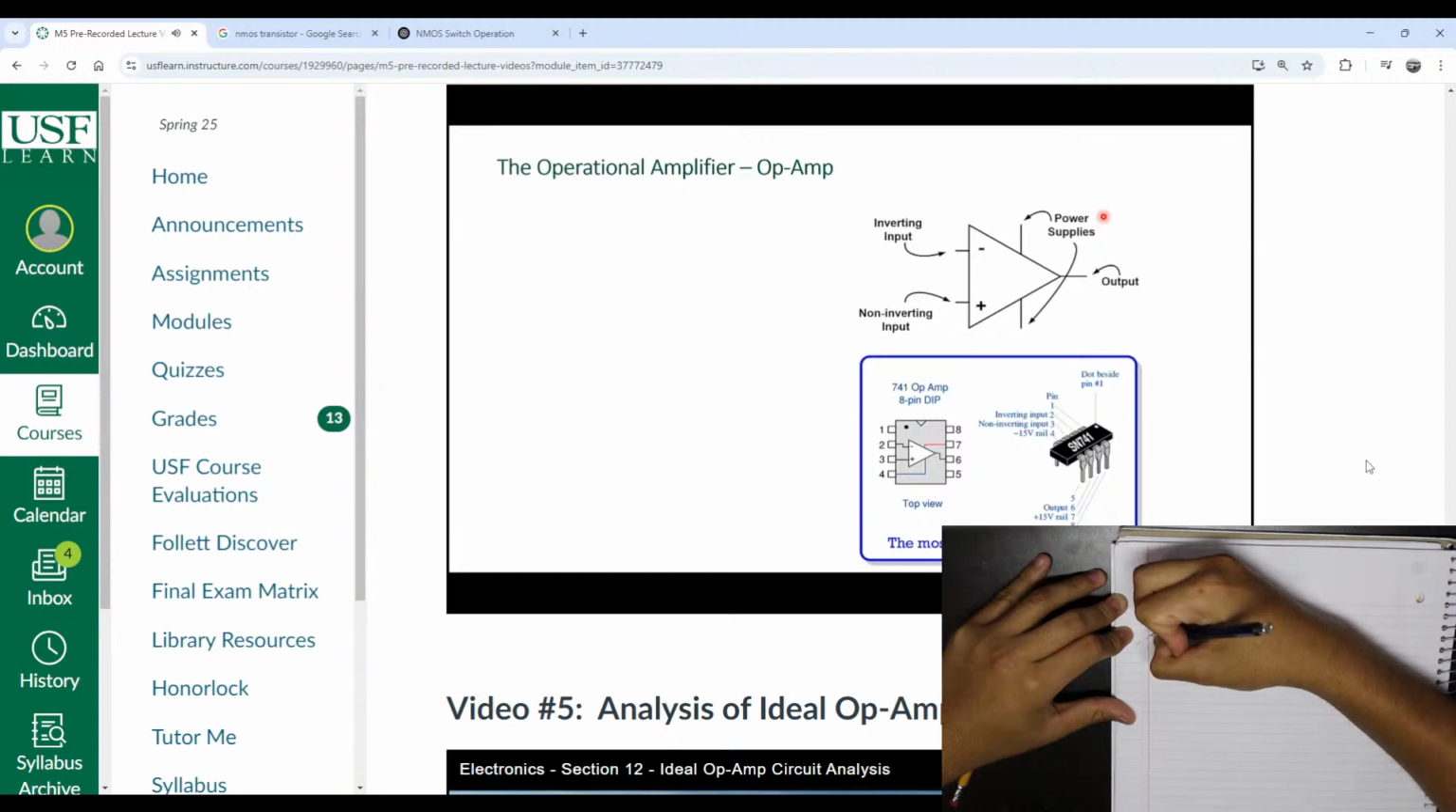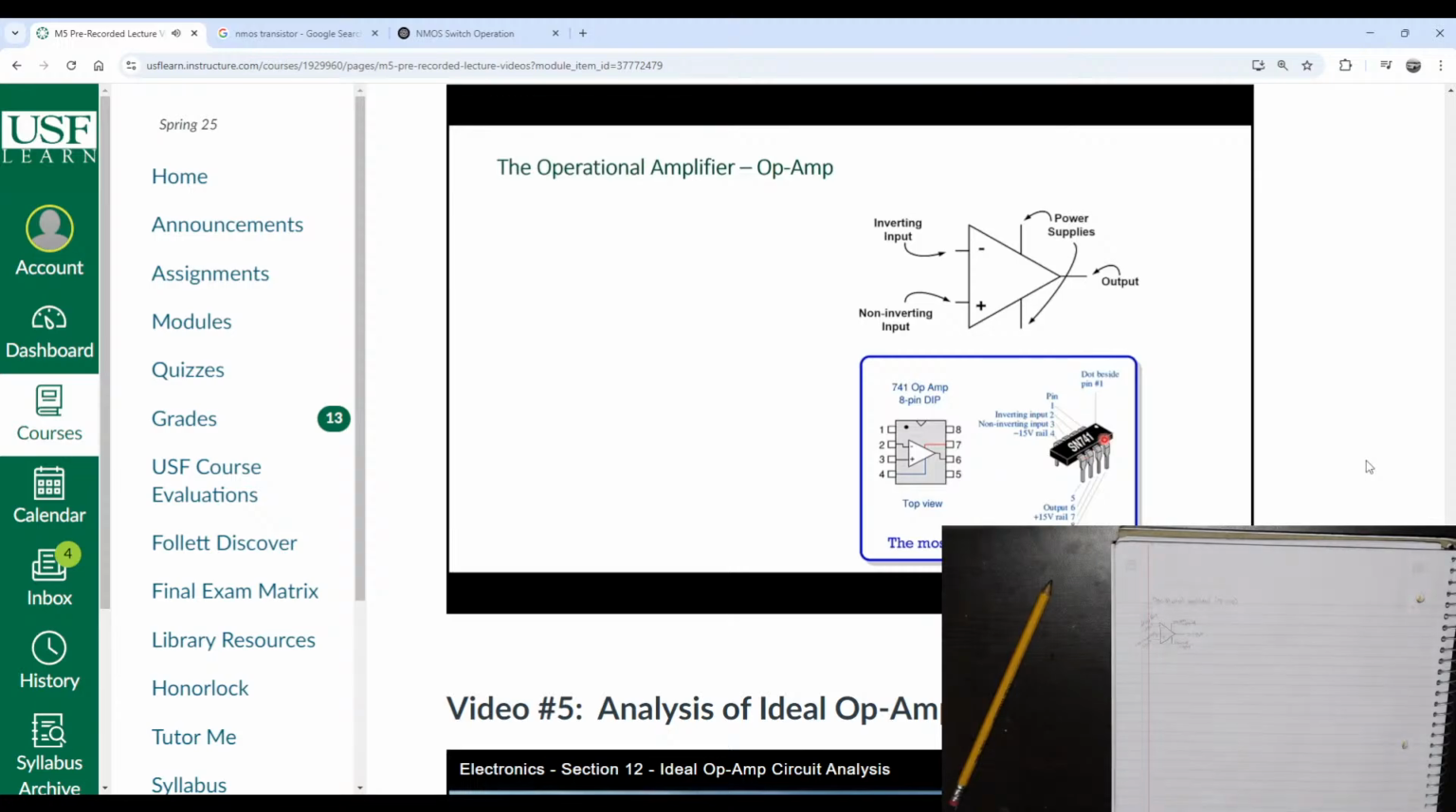In terms of what it looks like in reality, it's an IC, an integrated circuit. It comes in a typical package you can see here. This is a plastic housing. Inside you have the integrated circuit, and these are the leads that are connected to the op-amp.